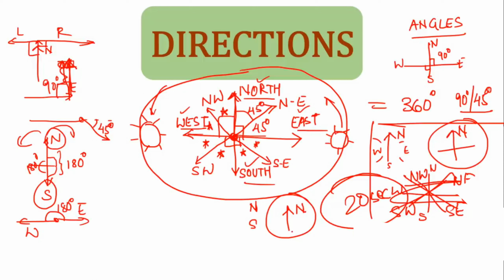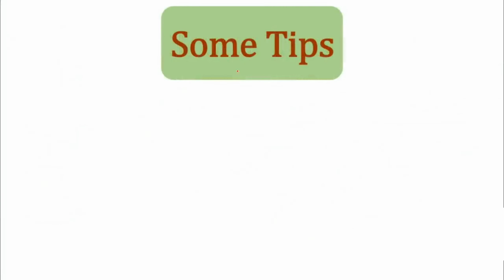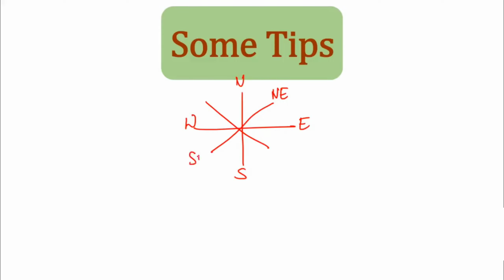Now let us see some more tips regarding directions. Again, we will see 2 to 3 tips over here. Let us first draw the diagram, right? So this is north, this is south, this is east, this is west, and you know this is northeast, southwest, northwest, and southeast. Now what we have seen, the sun rises over here, and the sun sets over here in the west, right?